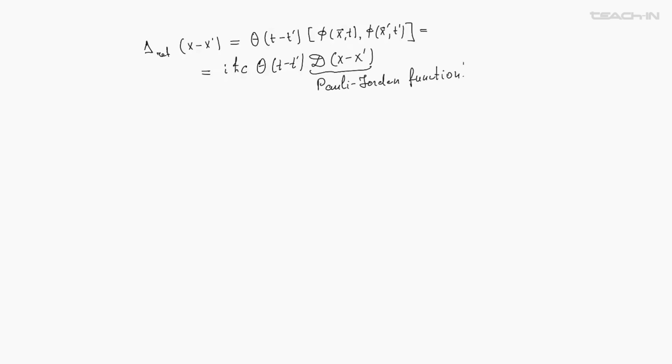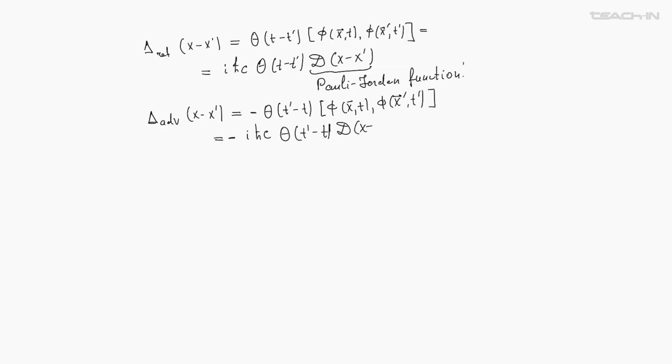Analogously, the advanced Green's function is defined as minus theta of t prime minus t, so with a minus sign, and the same commutator of phi at x, t and phi at x prime, t prime. So this is minus i h bar c, theta function t prime minus t, multiplied with d of x minus x prime.